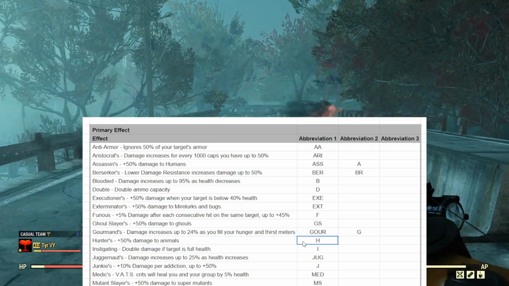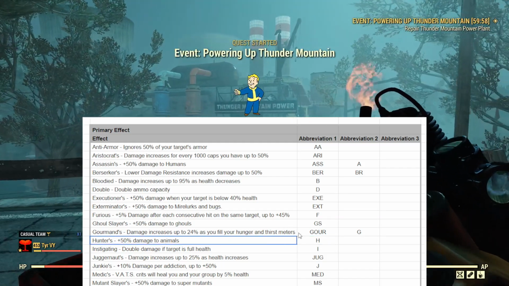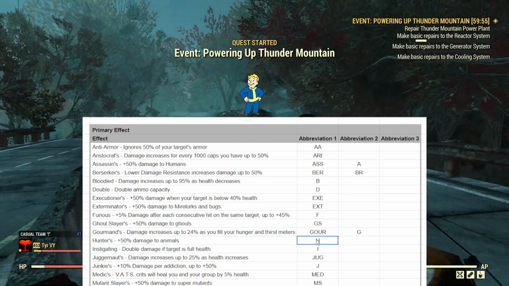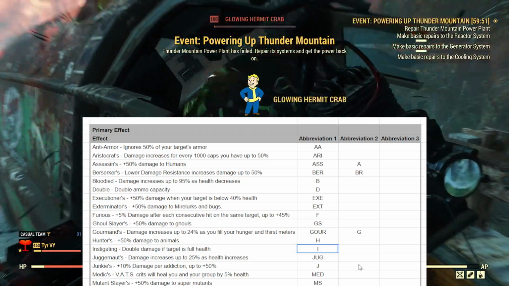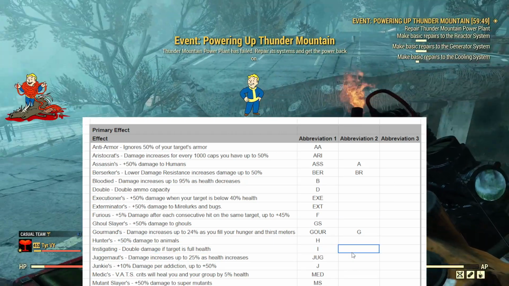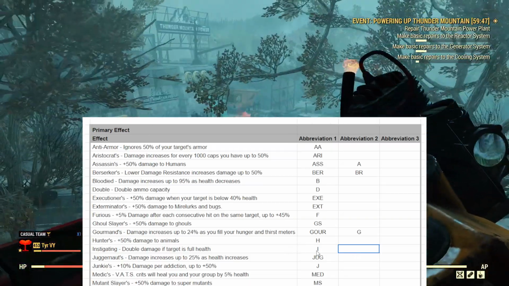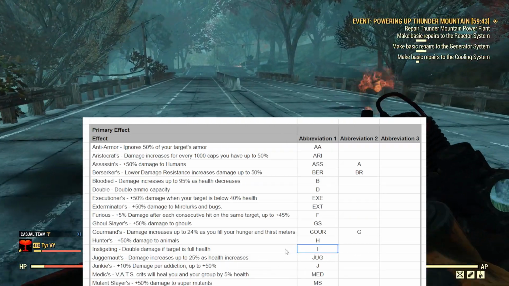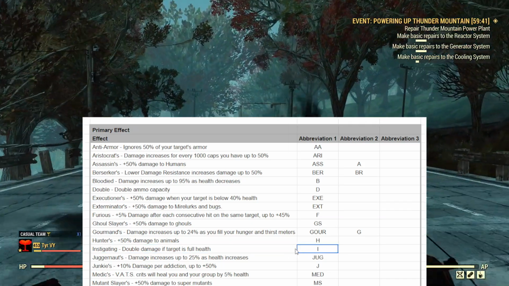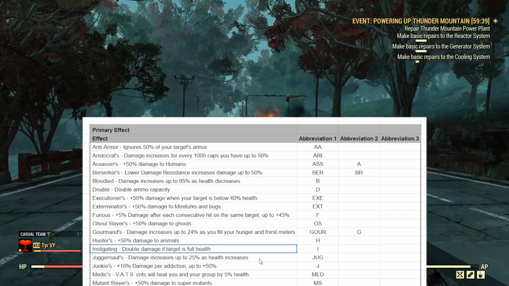Hunters, this is always written as just H, so Hunters, H. Not popular enough to matter, but that's what it is. Instigating, it's always just written as I. Very rarely you will see people write INST, but just write I. There's nothing else that starts with I for the prefix, so it can stand on its own two legs there and just be a letter. I for instigating.